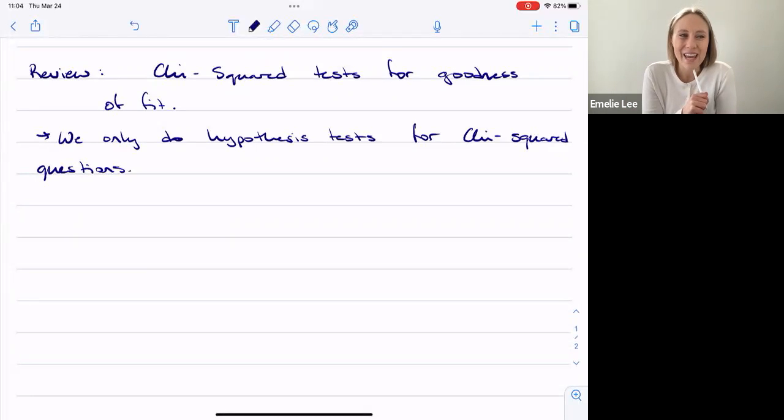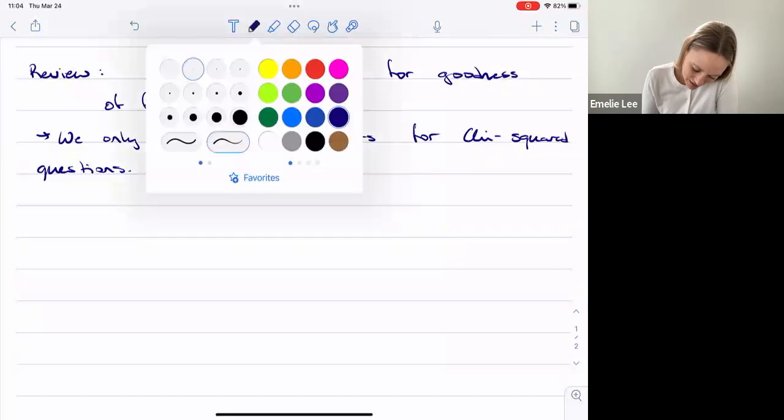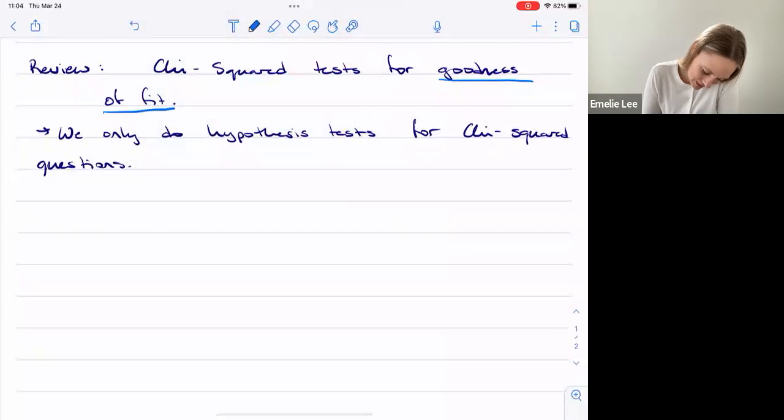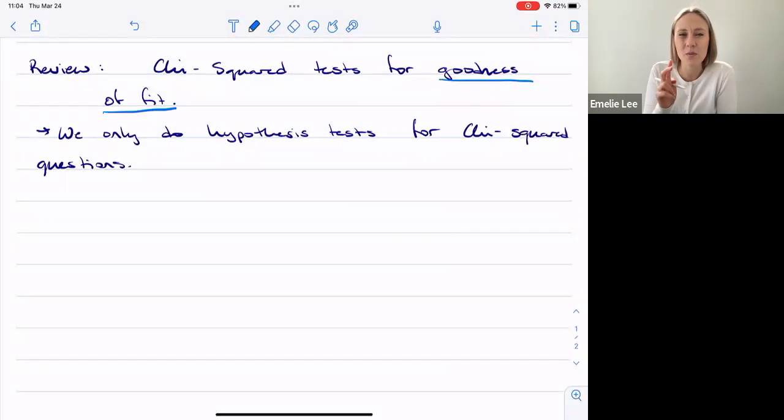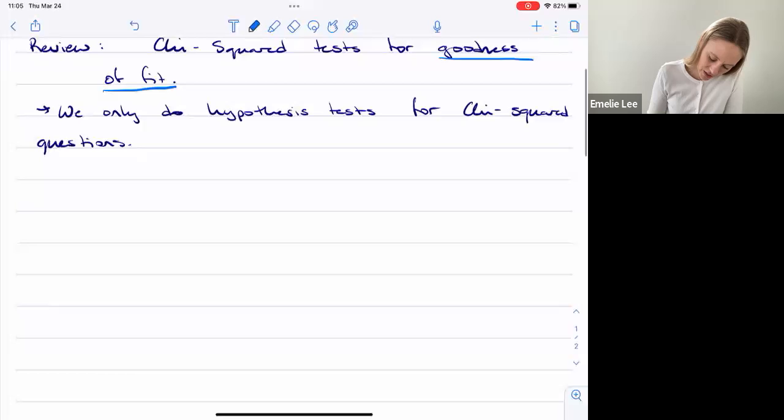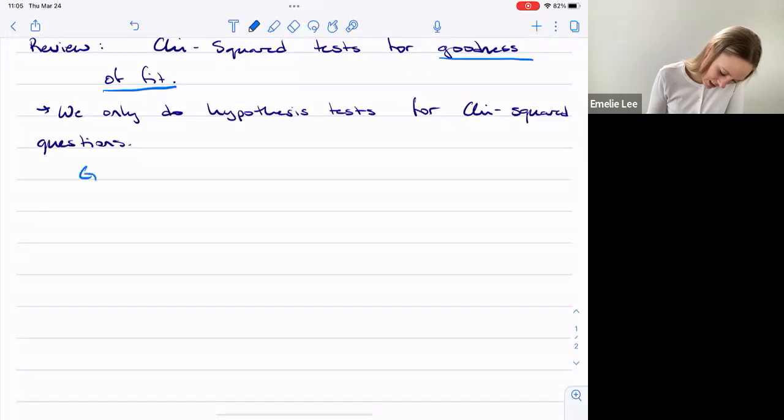So last day, we used the goodness of fit test, and it sounds weird, right? But we have some idea of what the population might look like. And then we want to compare, does our sample match what we're seeing in our population and what we would expect? It all hinges on that expectation. What do I expect to see here? And so we only do hypothesis tests for chi-squared test questions and goodness of fit tests.